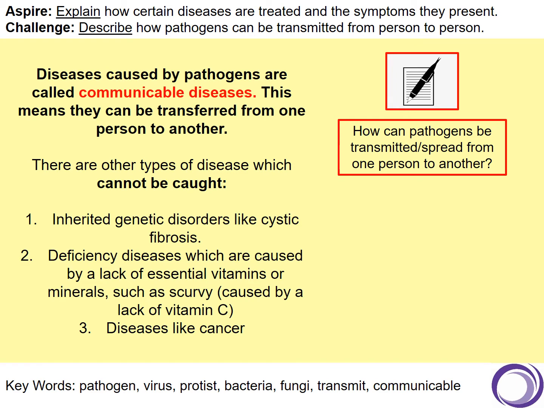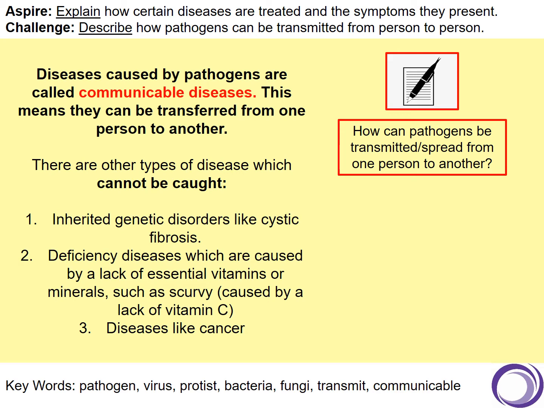Other diseases that are not caught are deficiency diseases, which might be caused by lack of vitamins or minerals in your diet. An example of this could be scurvy, which is a lack of vitamin C in your diet, or diseases like cancer. Again, it's not a disease that is caught, it is just due to genetic factors that you get something like that.